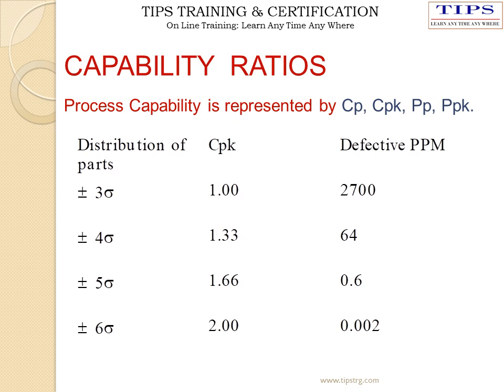Here, capability ratio is reflected in terms of distribution of parts and effective ppm. For plus minus 3 sigma, CPK is 1, defective ppm will be 2700. Similarly, for plus minus 6 sigma, CPK will be 2 and defective ppm will be 0.002.